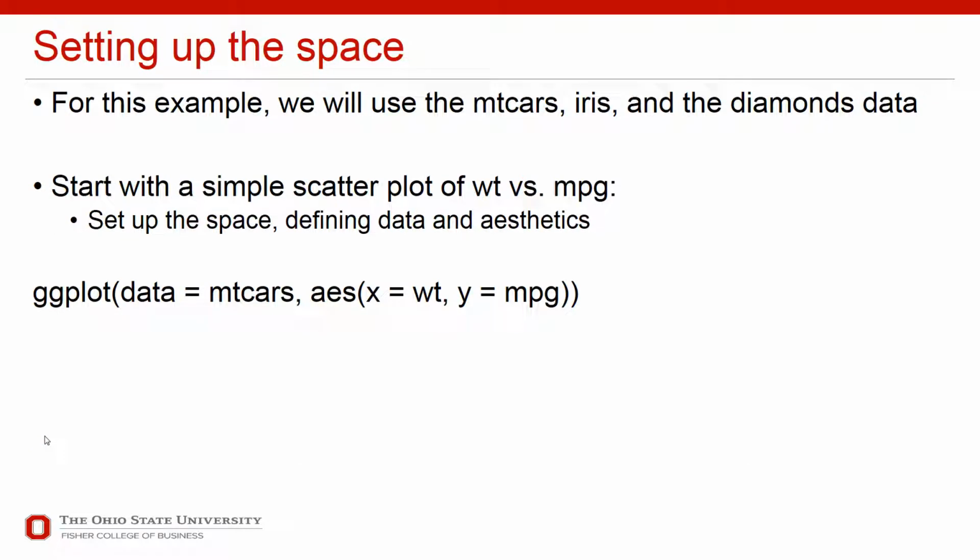For this example, in this set of videos, we're going to use the mtcars dataset, the iris dataset, and the diamonds data. I don't know if we're going to use all three, but we'll potentially use all of them. And they're already loaded into R. You don't have to do any special loading. To start, we're going to set up a simple scatter plot of miles per gallon versus weight. We've got to set up the space, defining the data and aesthetics first. Now I'm going to go ahead and leave this slide here, and we're going to go into the RStudio framework.